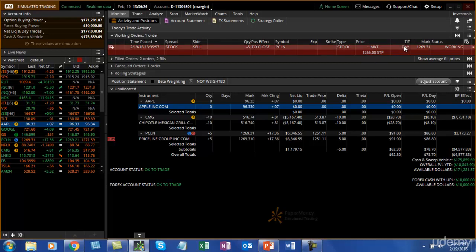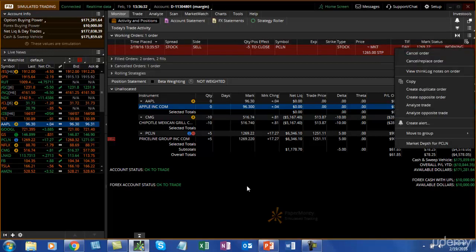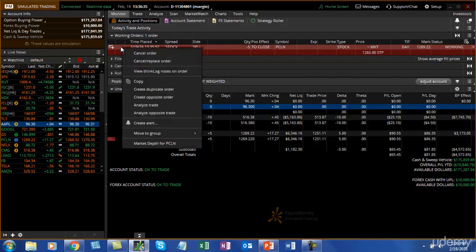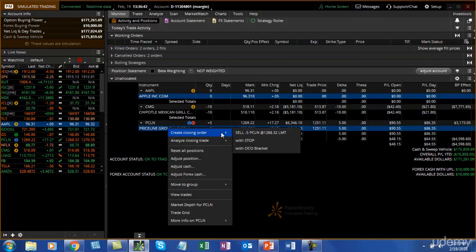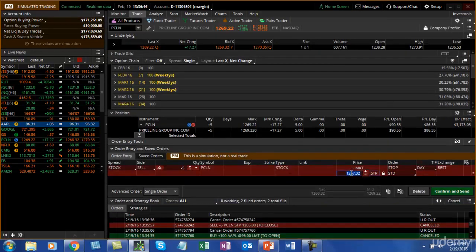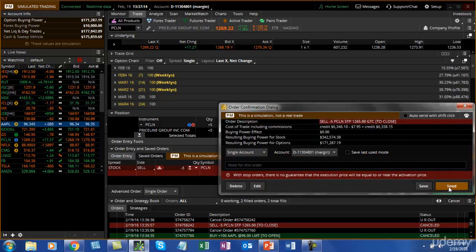The time in force, basically you can leave an order for the day or you can leave it until good till cancelled. So let's go take a look at that. I'm just going to cancel this order and go back here and say price line, I want to create a closing order with stop. And I can put the stop as 1265. But I want this to be not just for today, but good till cancelled. So this order will remain overnight. It will remain open until I cancel the order or this condition gets satisfied and the order gets filled. So I can confirm and send that as well.